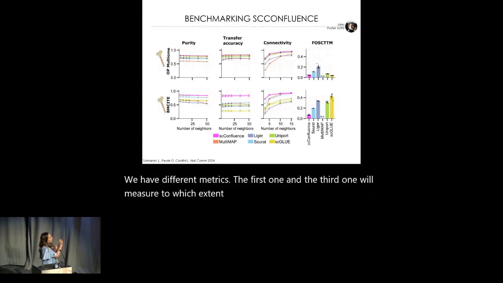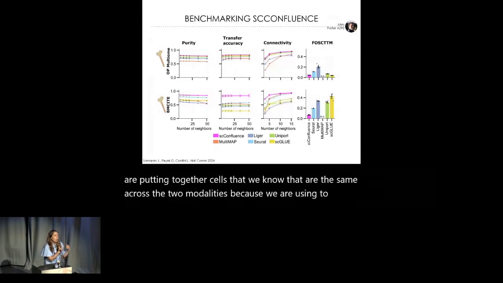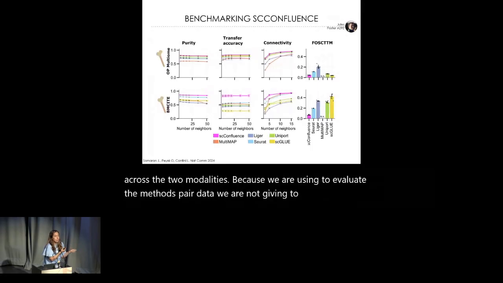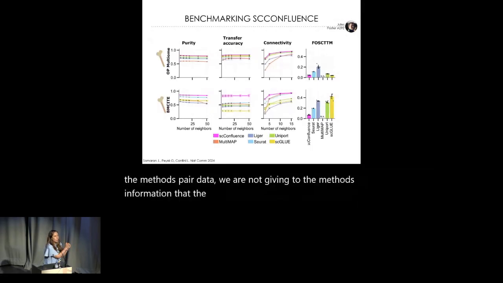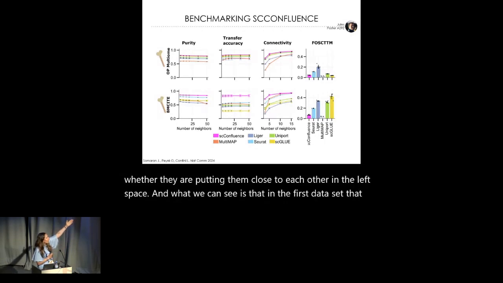The second and the last one are measuring to which extent we are putting together cells that we know are the same across the two modalities. Because we are using paired data to evaluate the methods, we are not giving the methods the information that the cells are the same, and we want to see whether they are putting them close to each other in the latent space.